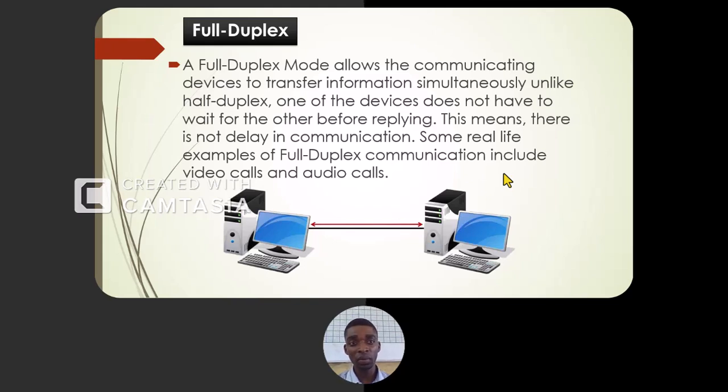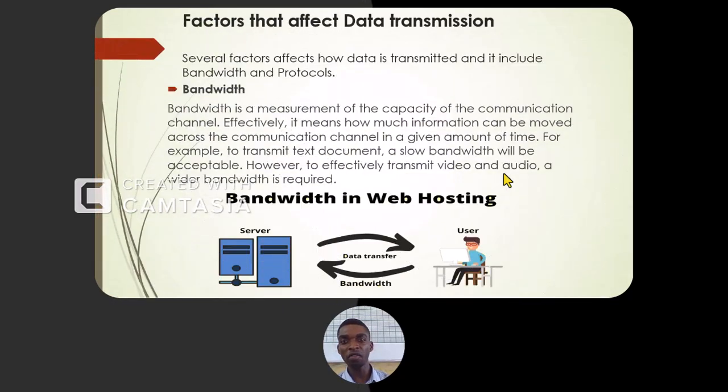So we learned about the simplest mode of data transmission, the half duplex, and the full duplex. Let's move on to some of the factors that affect data transmission. There are several factors that affect data transmission, but we're going to look into just two, which are the bandwidth and the protocol.